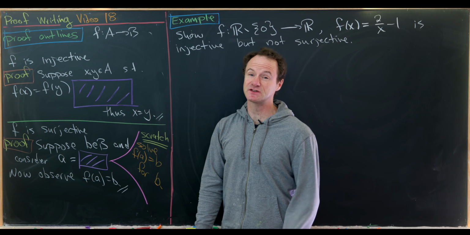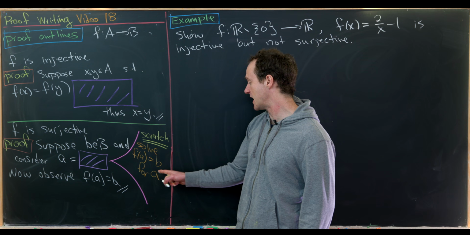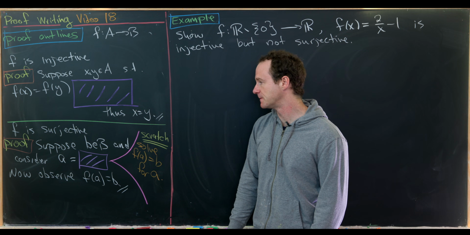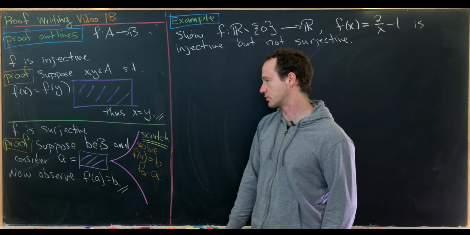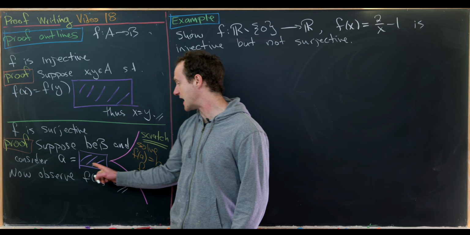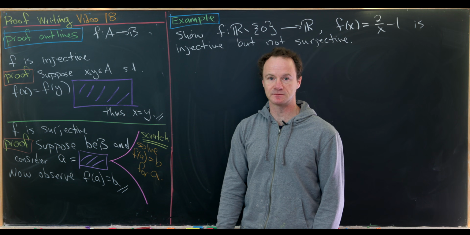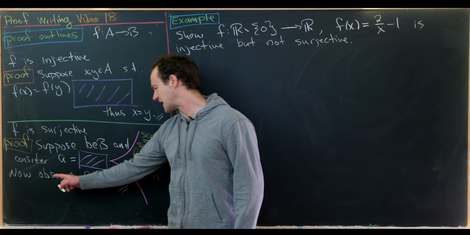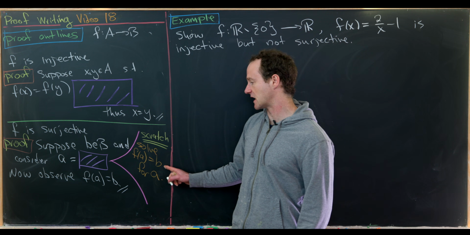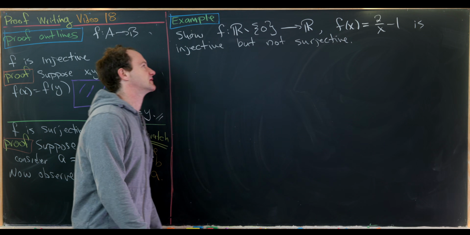And then showing that f is surjective is a little bit trickier. So in your scratch work, you will solve f of a equals b for a. And what you'll get is a written in terms of b. Then you're ready to write down your final proof. So we'll suppose that little b is in B and consider a equals, well, this crazy thing that you found after solving this. And then next up, you say something like, now observe that f of a equals b, but this is going to involve essentially the reverse calculation of this over here. Okay, so I think it's best to look at some examples of this.